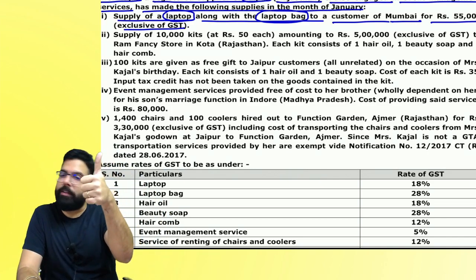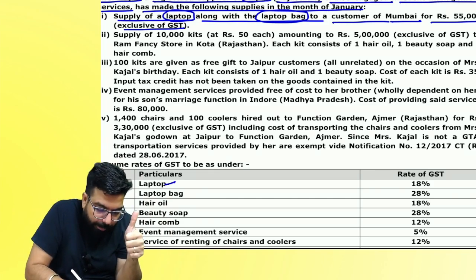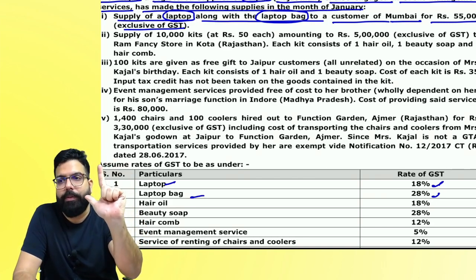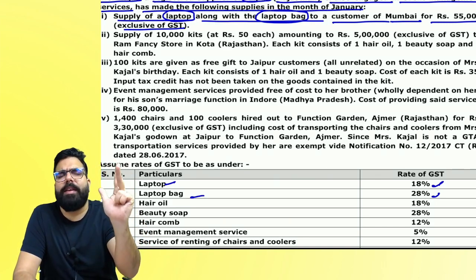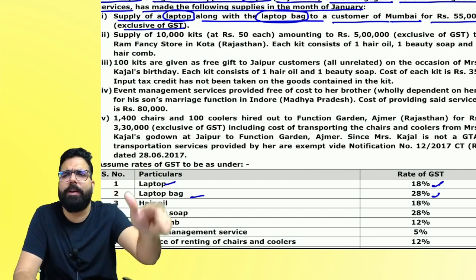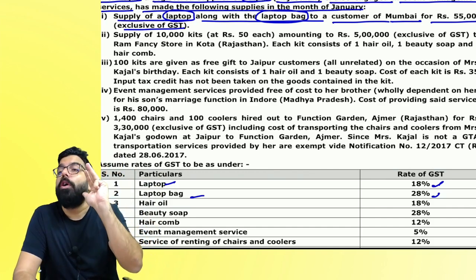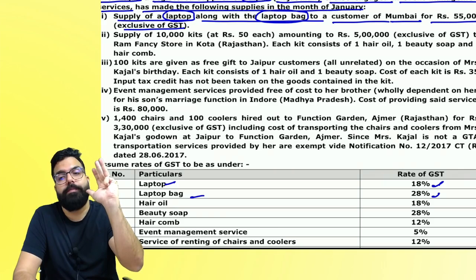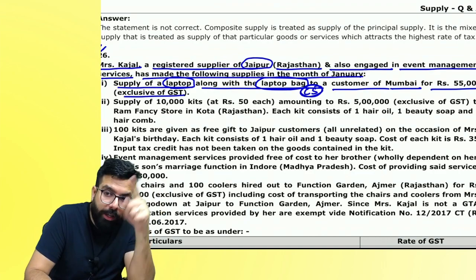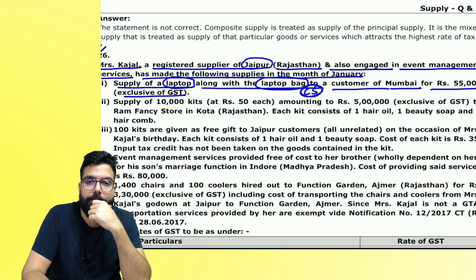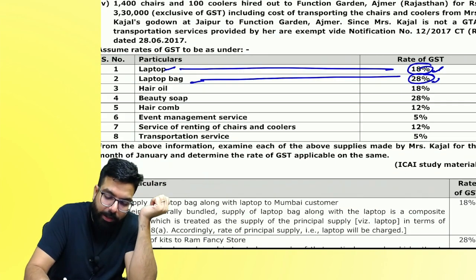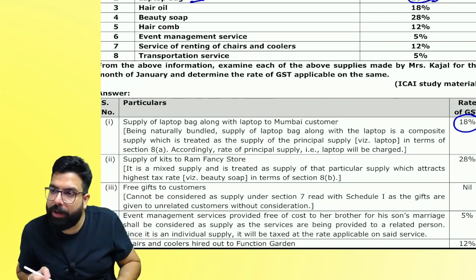Is it two or more taxable supplies? Are they taxable? See, laptop and laptop bag, are they taxable? Yes. Are they naturally bundled? Yes. Then, is it supplied together only in the ordinary course of business? It means, are all the suppliers selling laptop and laptop bag together only? Yes. One should be principal. What is principal? Laptop. So, can you tell me, is it composite supply? If composite, what rate will apply? What is principal? 18 or 28? 18. So, here 18 will apply. Can we go ahead, everyone? Let's see.